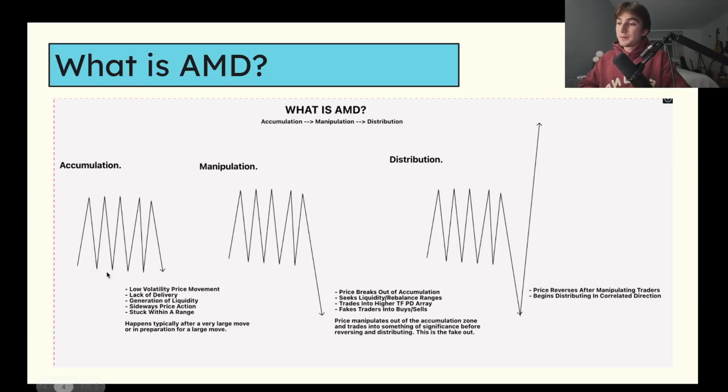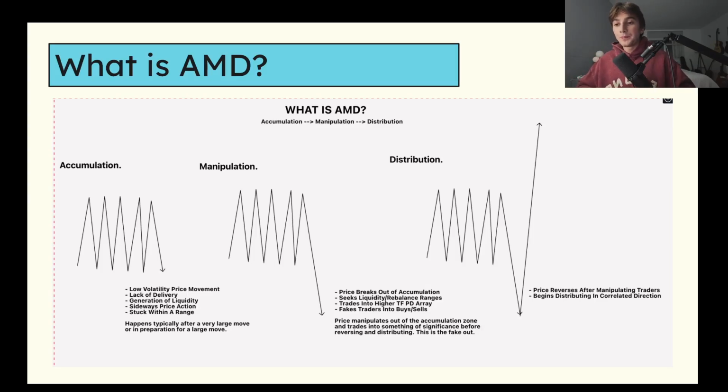So like I said, accumulation, sideways price action. Manipulation, this is what I really, really, really want you to understand, because this is what makes the PDI, and it's knowing how to identify manipulation. I need you guys to understand this so damn well. So manipulation is when price breaks out of the accumulation zone. It seeks liquidity or it seeks to rebalance a range.